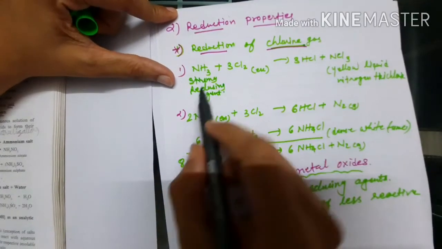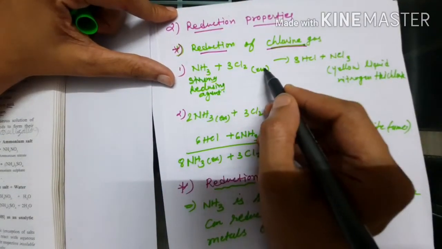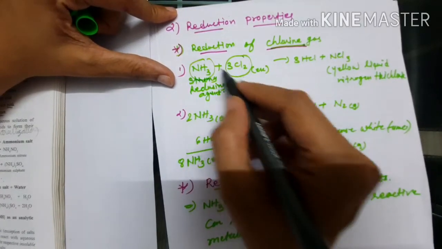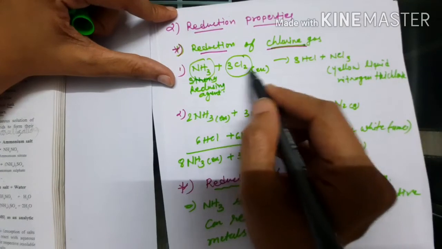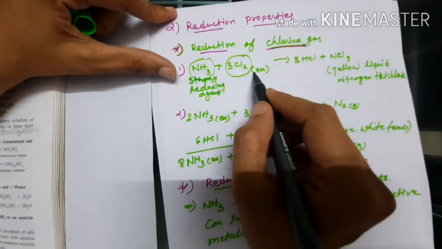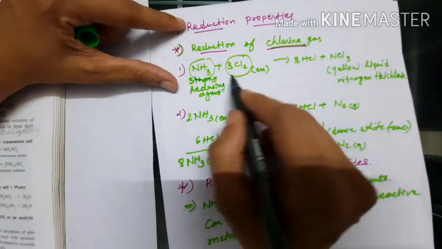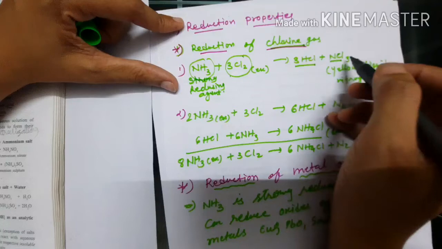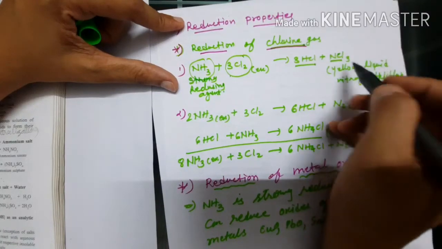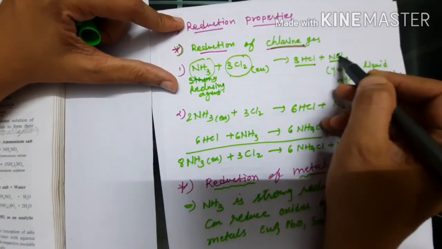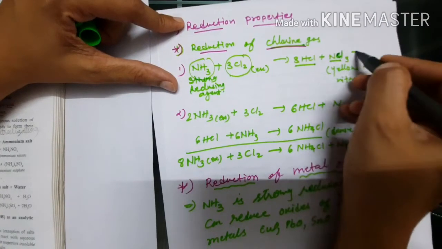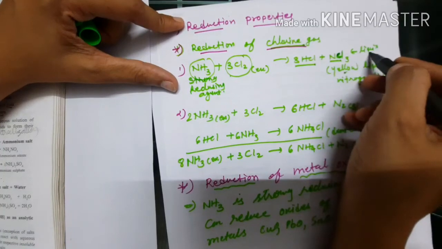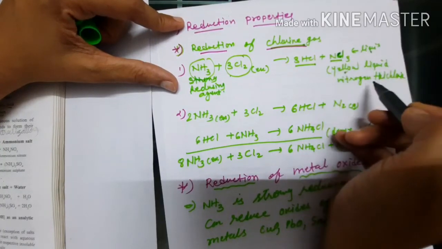When ammonia reacts with excess chlorine, which means a higher amount of chlorine, the ammonia amount is less but the chlorine gas amount is more. The excess chlorine gas reacts and converts into HCl and NCl3, which is nitrogen trichloride. This is a liquid, a yellow color liquid, so this yellow color liquid will be formed.